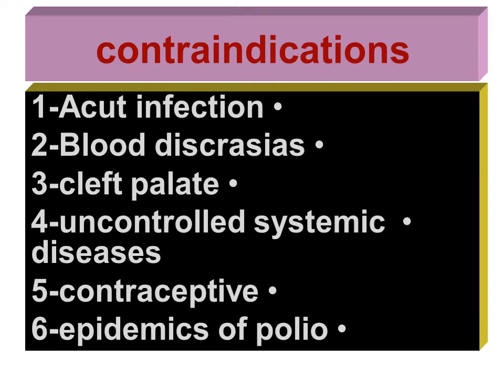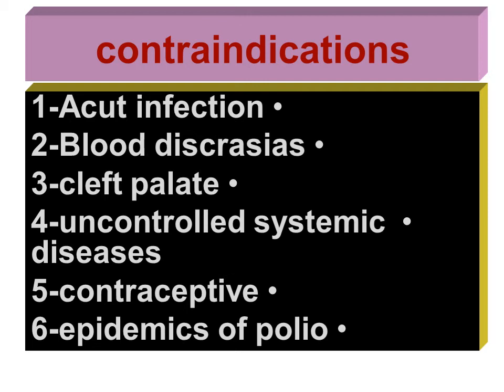Now, what are the contraindications? There are no absolute contraindications for tonsillectomy, so we have to correct these conditions and go forward if there are indications for tonsillectomy, especially absolute indications. These are acute infection: we have to wait, treat the acute infection, and after 3 weeks, say, we go forward for tonsillectomy.